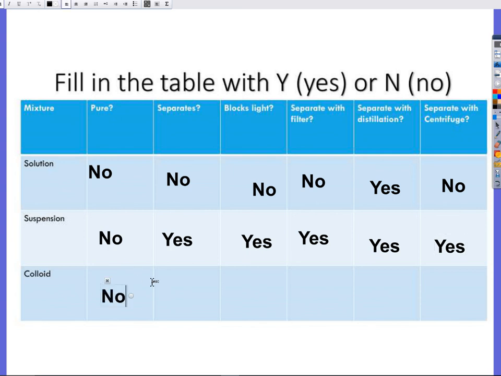Colloids are not pure. They will not separate. They will block light. They will not separate using a filter. They will separate using distillation, and some will separate with a centrifuge. Not all, but some.